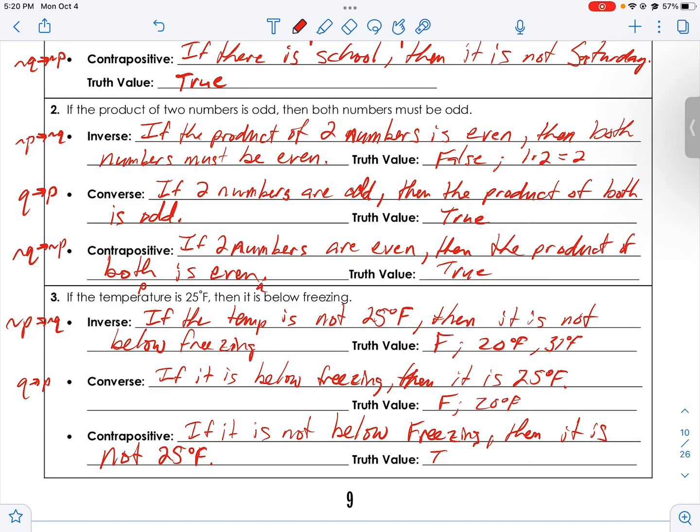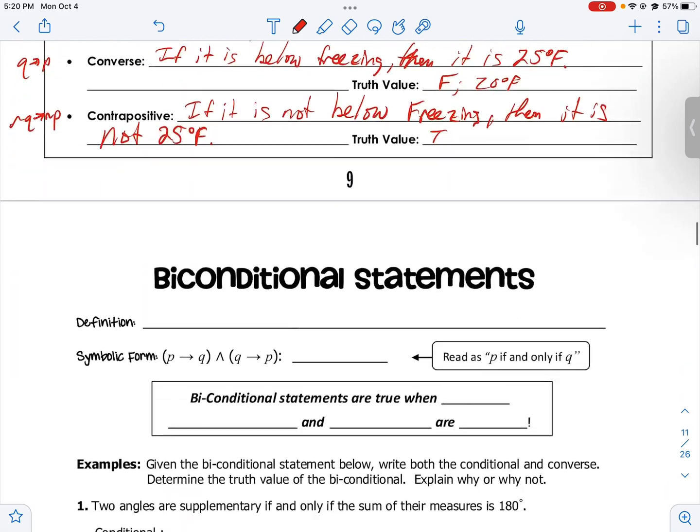Because if it ain't below freezing, you can't have a number below freezing. Freezing's at 32. So our not Q, the not P, is actually true.